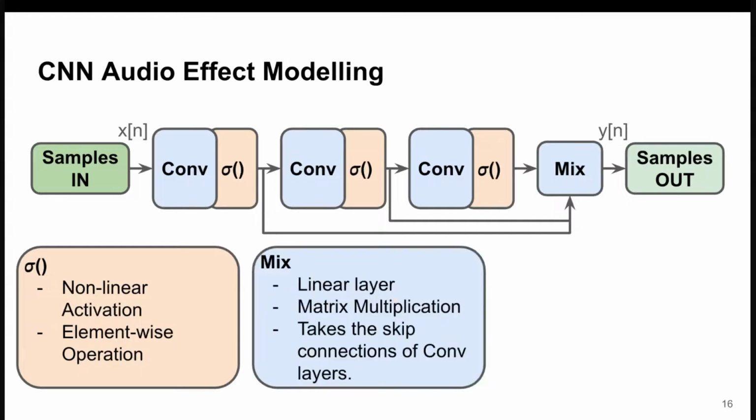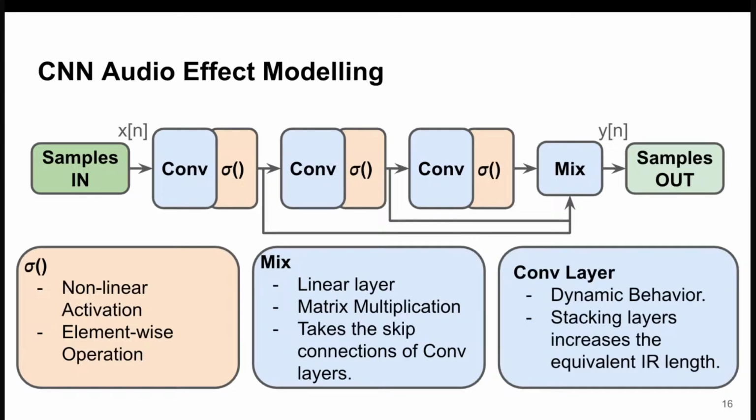That's great. Then we have the mix, which is pretty much a matrix multiplication that takes the intermediate outputs of these convolutional blocks. Each convolutional block is, again, one convolution layer and one nonlinear activation layer. The mix takes all these skip connections, these intermediate outputs of the blocks, and projects them back into a single sample. And then we have the convolutional layer.